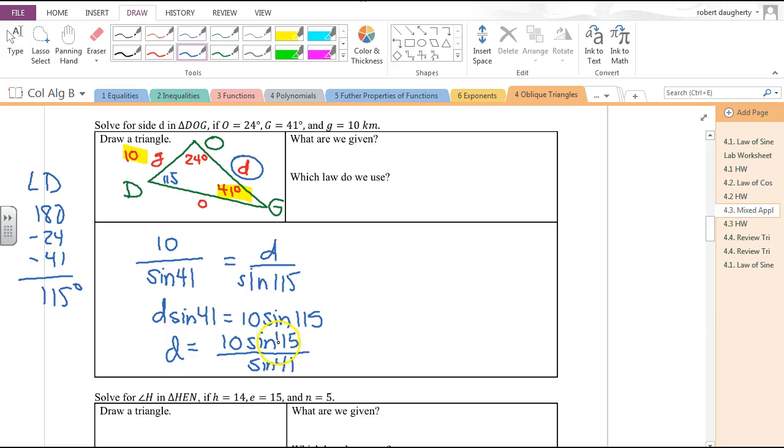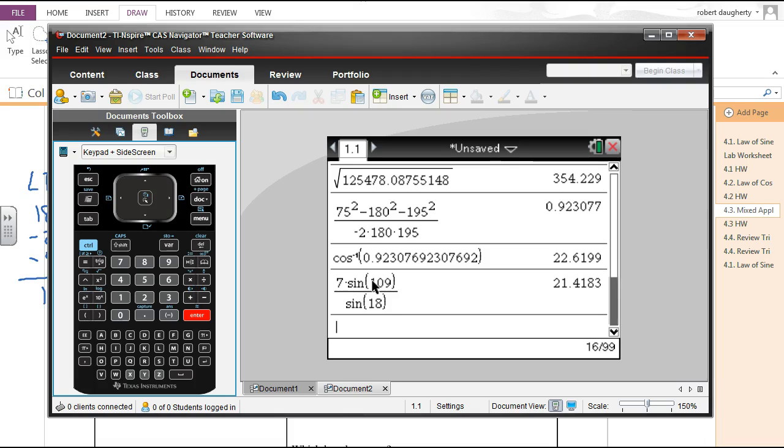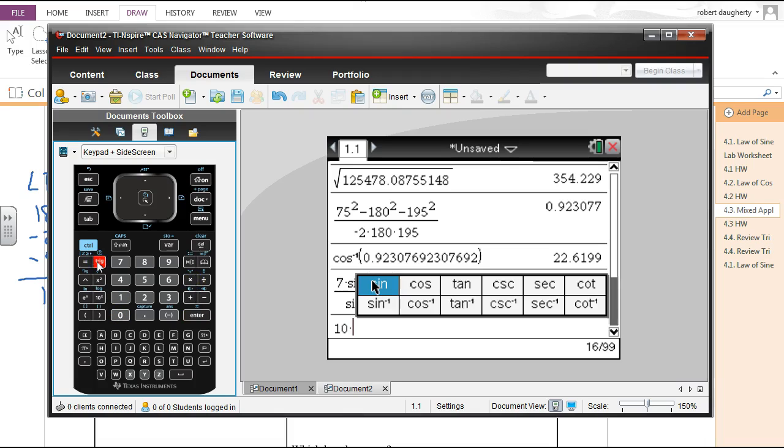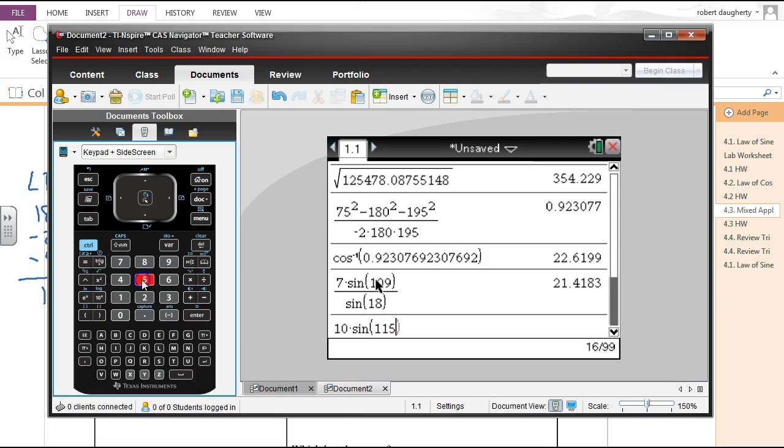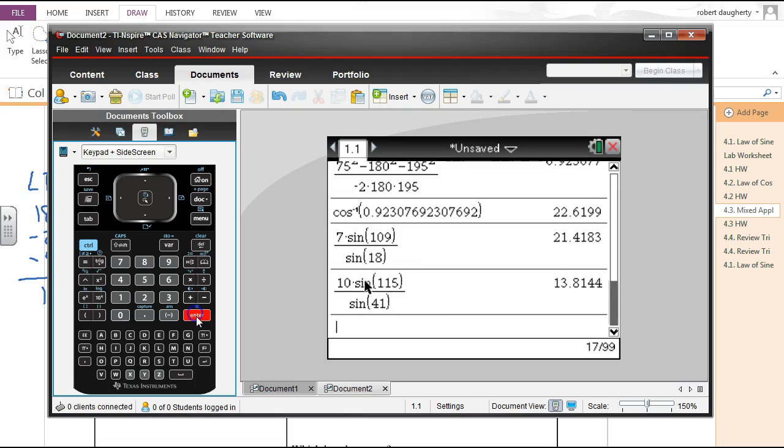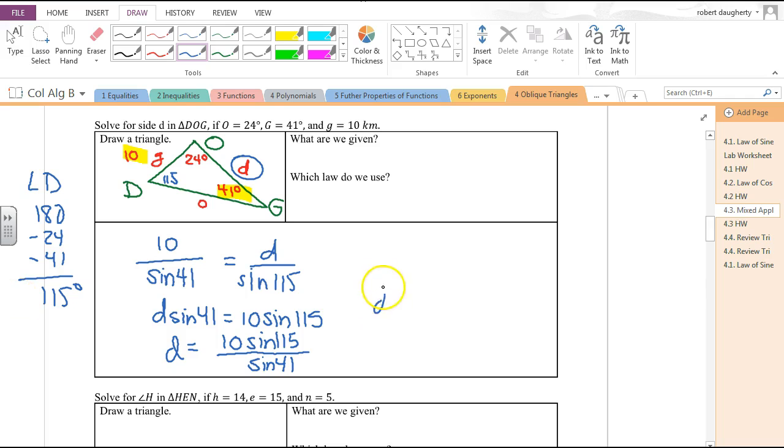It's 115, thanks. So sine of 115. So 10 times the sine of 115 divided by the sine of 41 is 13.81. So D is 13.81, and these are units, kilometers. Okay, that's the length of side D.